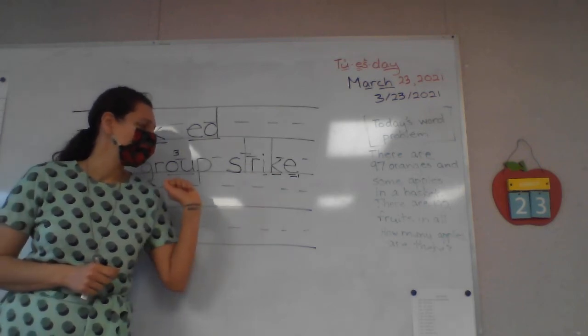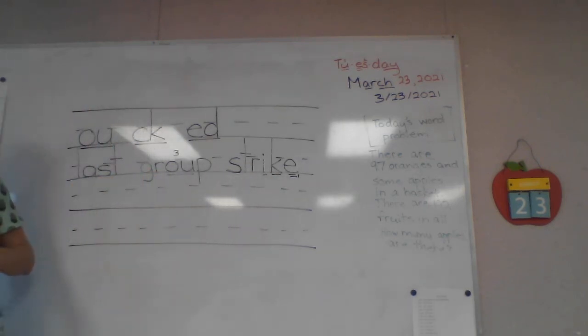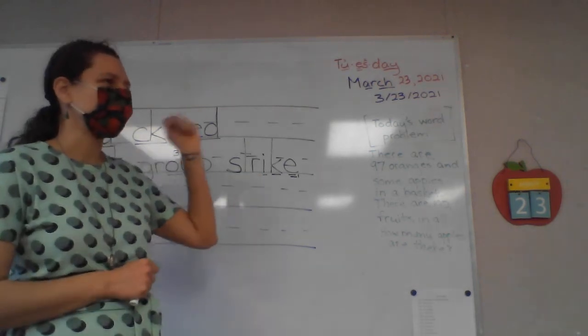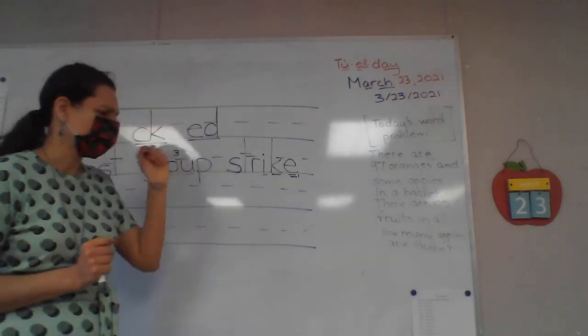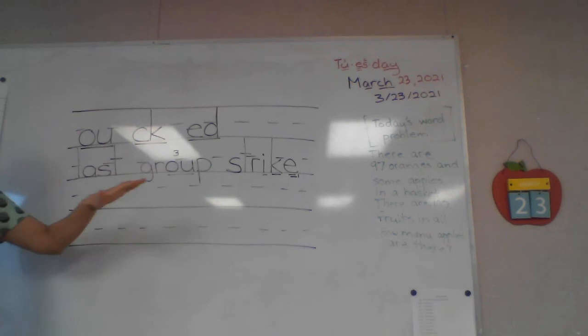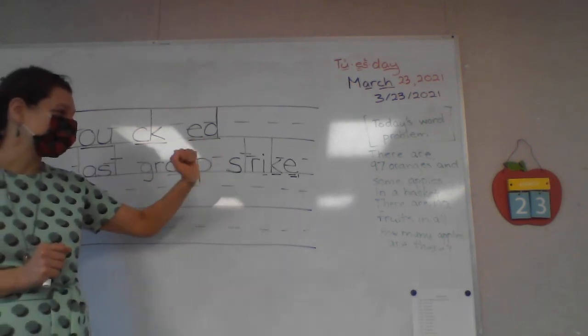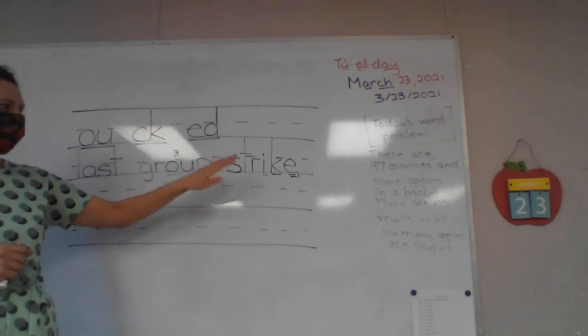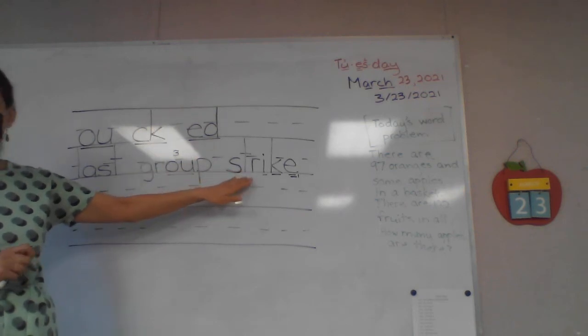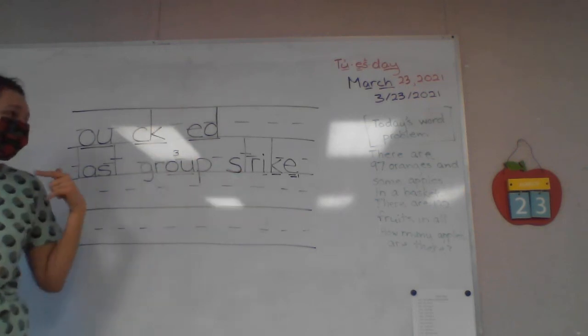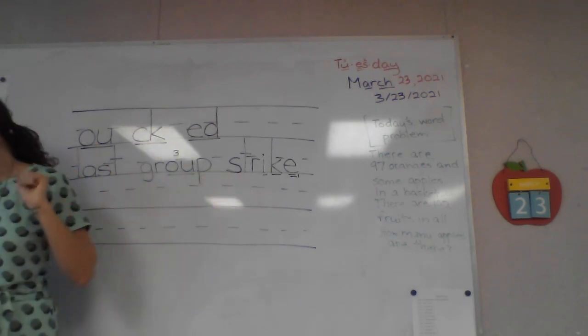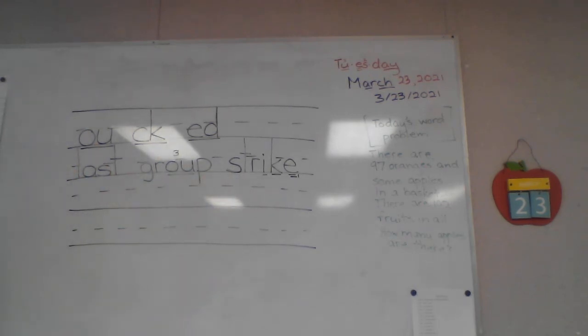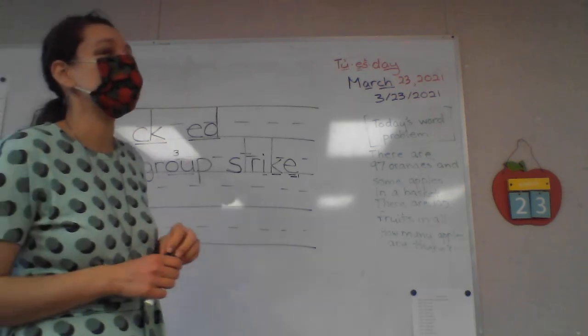Strike. Good. All right, now strike can be a verb. It means to hit. So you could say, I will strike the bell, so it makes noise. The past tense of strike, we don't use a dit. So what kind of verb is strike? An irregular verb. Good. Strike is irregular because we don't use a dit.